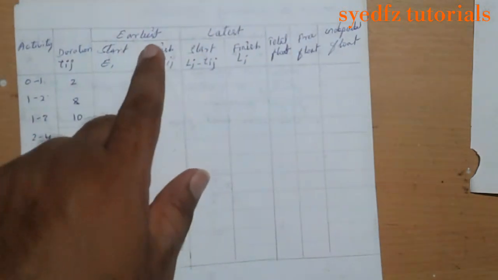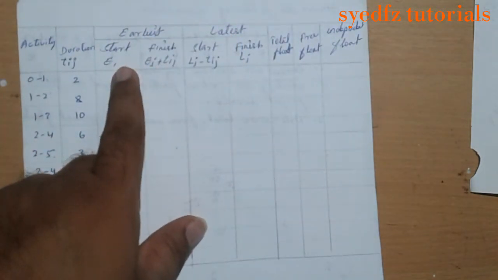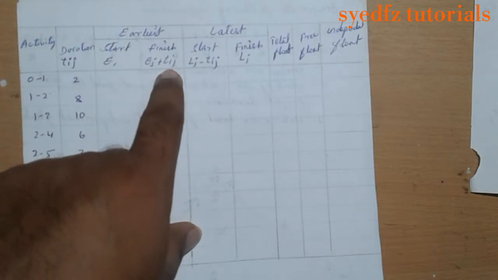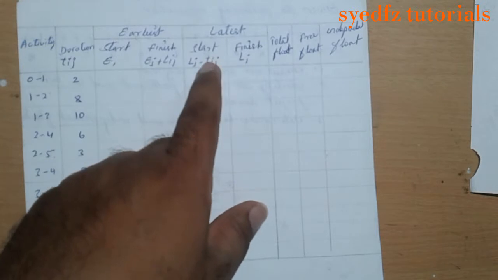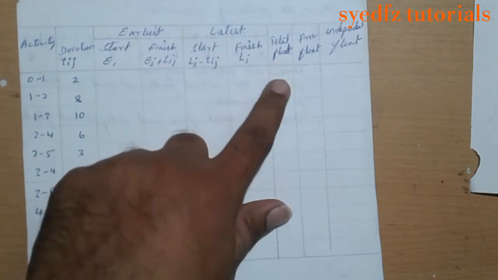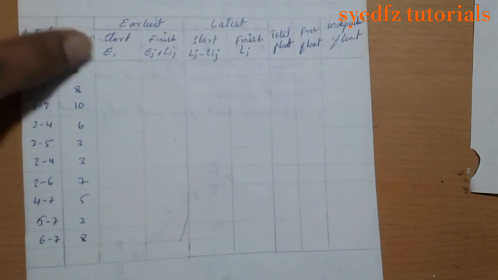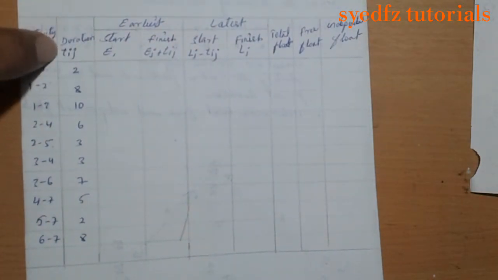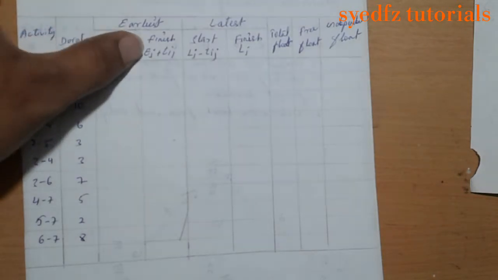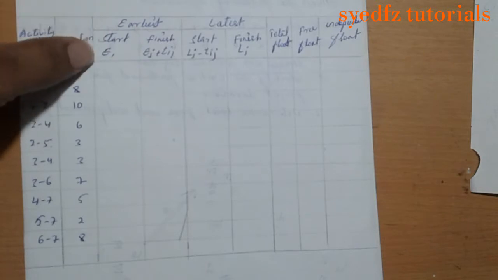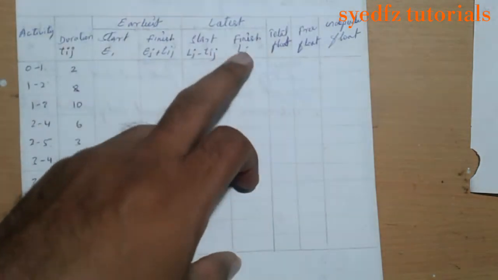This is earliest, this is latest. Earliest means the starting of the activity, and latest is where the activity finishes. This is total, this is free, this is independent. Okay, what is E and T? T is a duration, E is the start of the duration. It's a finish: this is earliest start, and this is earliest finish, and this is latest start, latest finish.